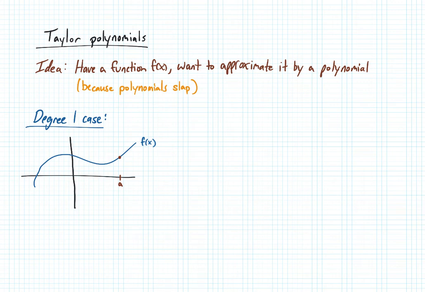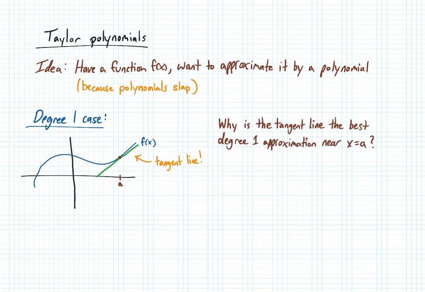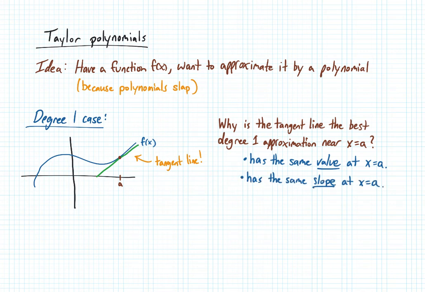That's the right answer. But let's think a little bit more about why the tangent line is the best degree 1 approximation. Well, there are two things. First of all, it has the same value at x equals a. And then the second thing is that it has the same slope at x equals a. And then the point is that that's all you can ask for, because those two things completely determine the tangent line. There's no more flexibility to make the approximation better.